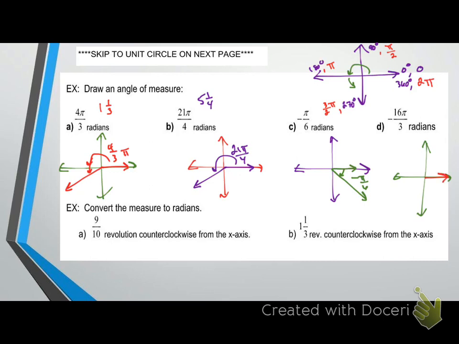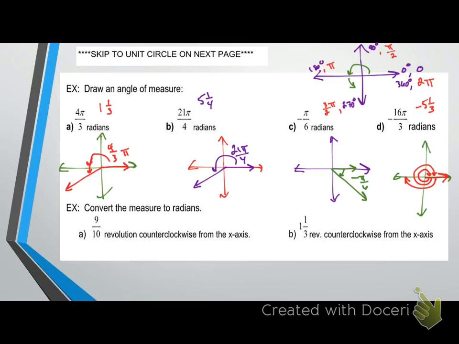Start here. Negative 16 over 3 pi. Again, I want to go clockwise, but this is going to be negative 5 1/3. Right? So that means I'm going to go clockwise, 1 full, which is 2 pi. Another full, which is 4 pi. Then I want to go another 1 pi, which puts me there. That's 5 pi's. And now I need to go a third more.